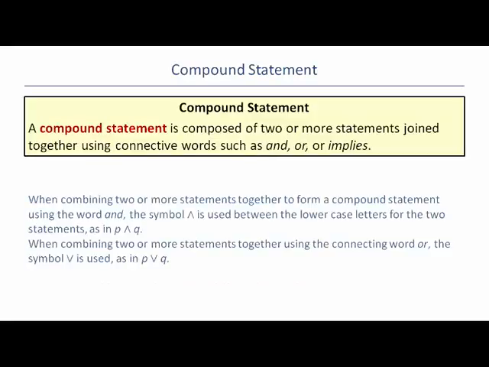All right. A compound statement is composed of two or more statements that are joined together using the connective words either and, or implies. Now, in mathematical symbols, we use what most people call a caret. That is for and then the little V looking thing, that's or. Okay, so and or.